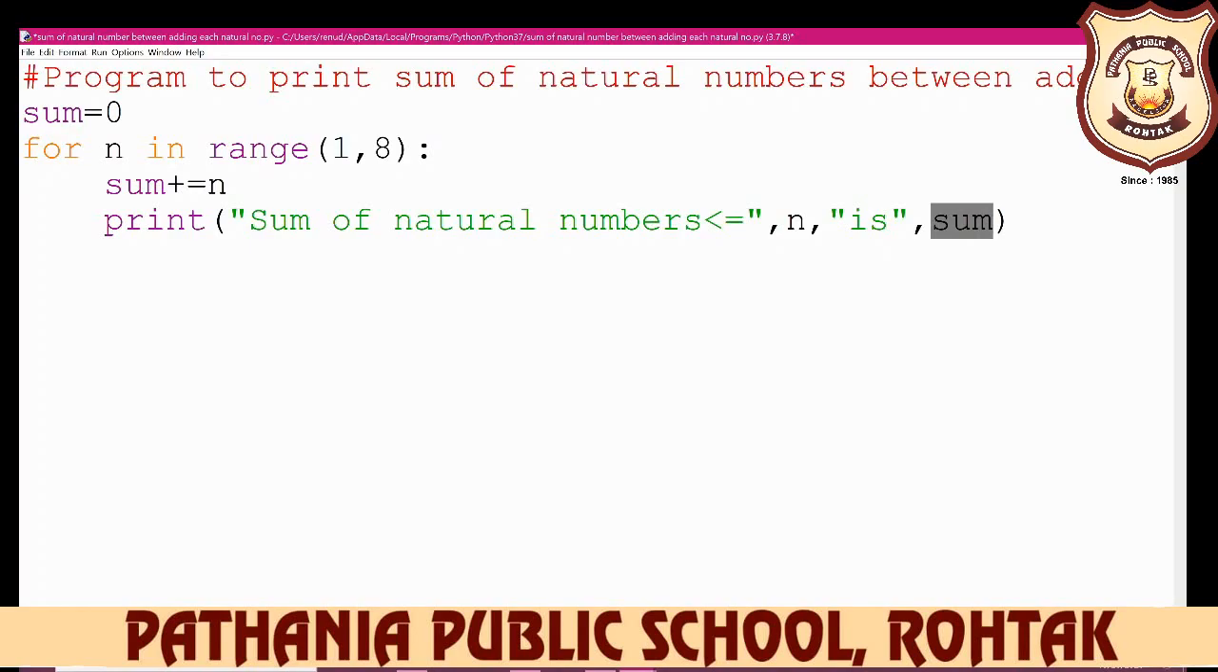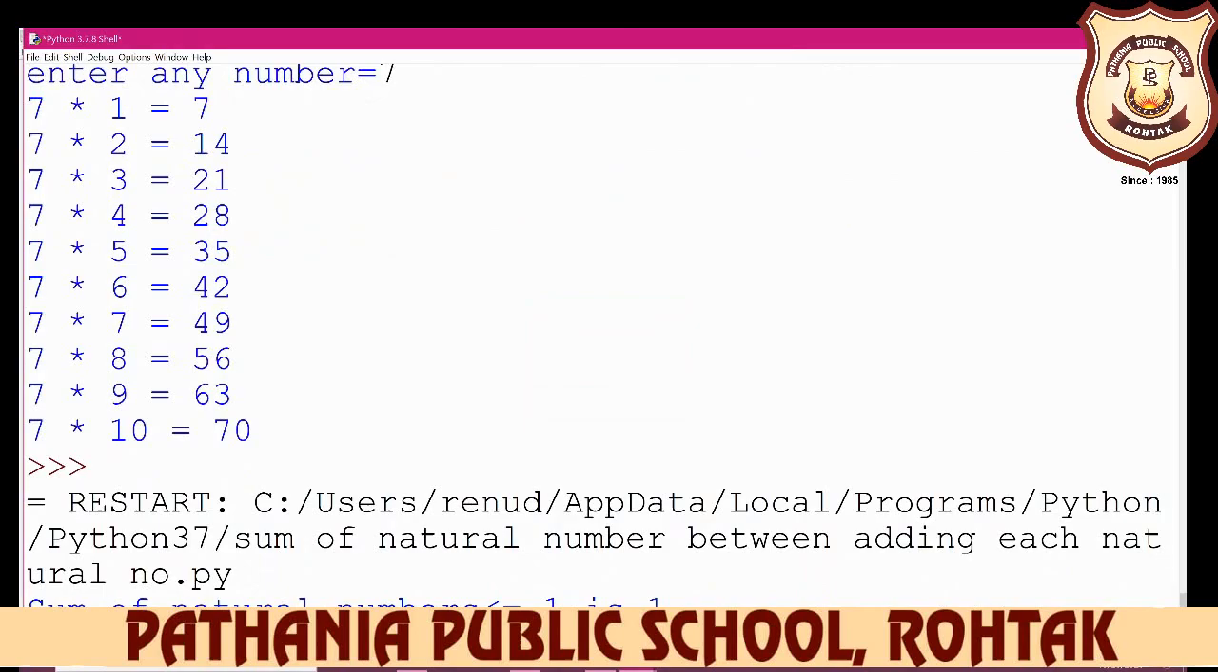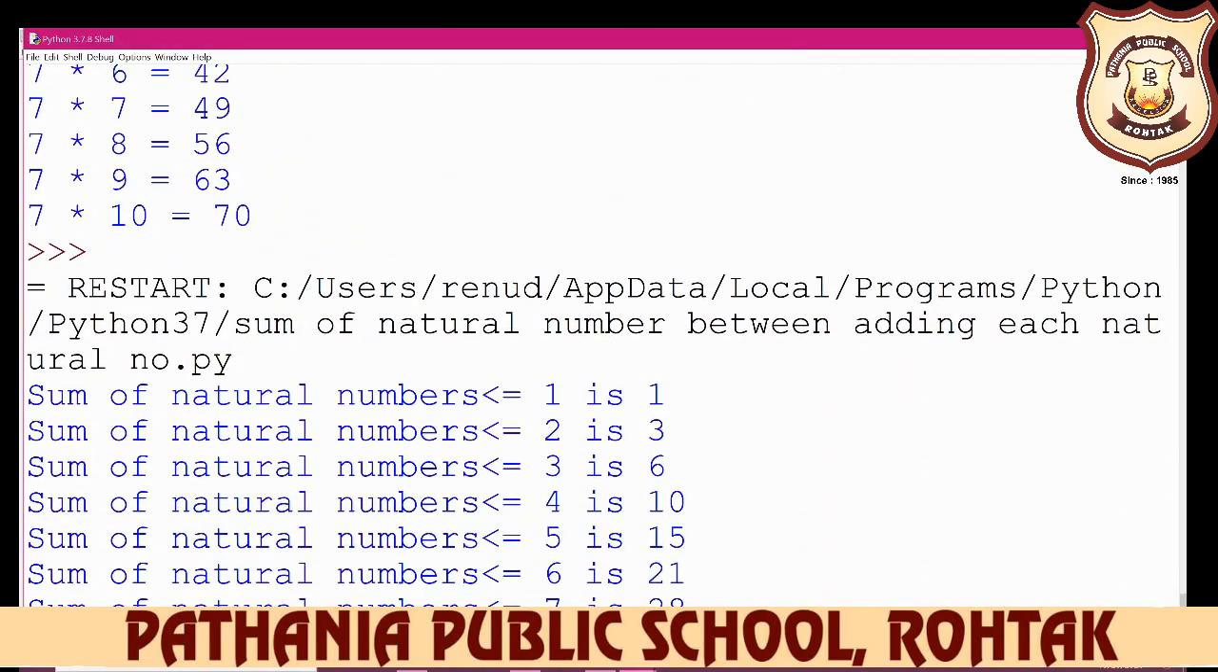So like this, again you run this program, click on OK, and now you see the result. Sum of natural number less than is equal to 1 is 1, less than is equal to 2 is 3, less than is equal to 3. If you want to calculate the sum of the first three numbers, then your answer is 6. So how is it displayed here? Sum of natural number less than is equal to 3 is 6.